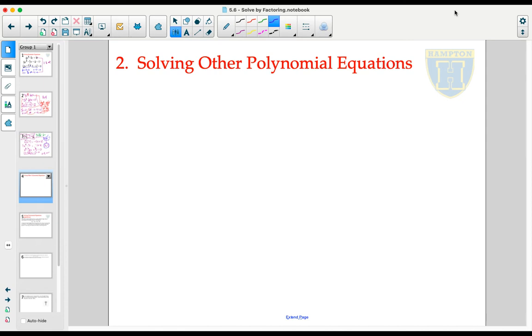Our strategy for solving quadratic equations by setting the polynomial equal to 0 and factoring extends beyond quadratic equations, and we can actually use it for any type of polynomial equation. To do that, let's consider the example x cubed plus x squared equals 4x plus 4.